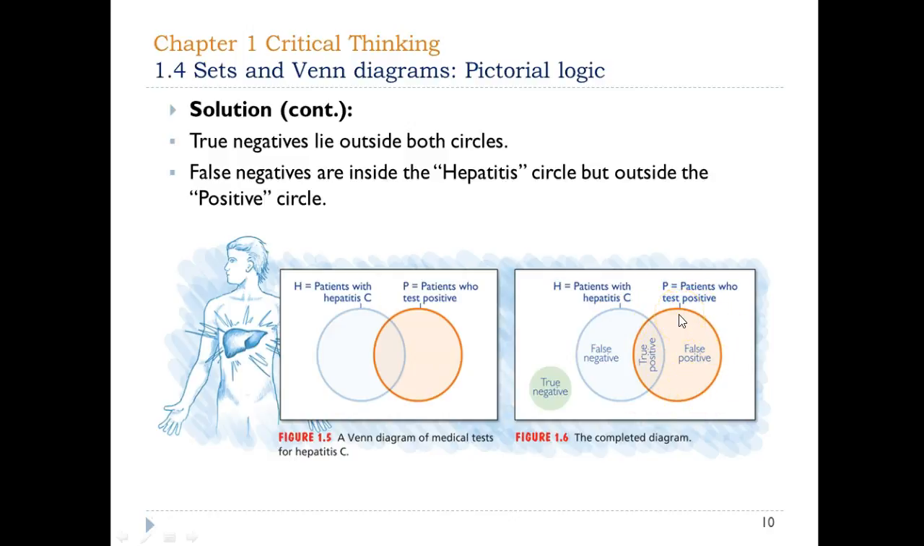The true negatives lie outside of both circles. Right, the true negatives are people who do not have hepatitis C and who did not test positive. False negatives are inside the hepatitis circle but outside of the positive circle.